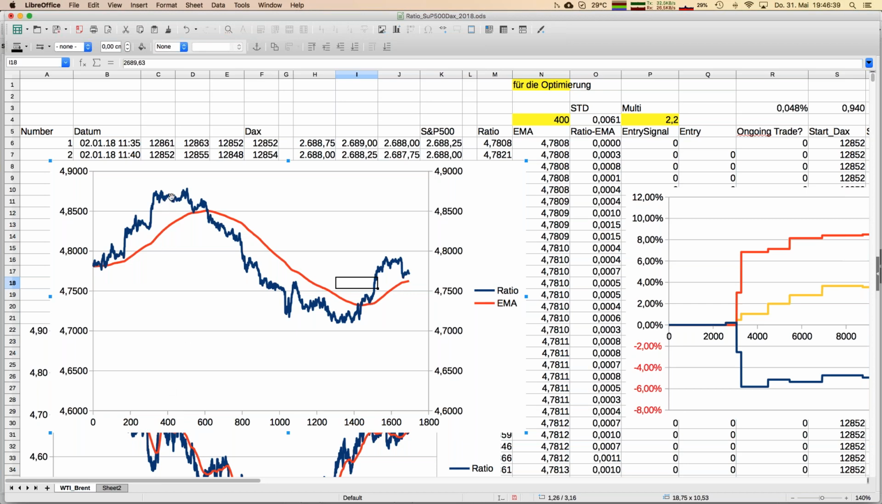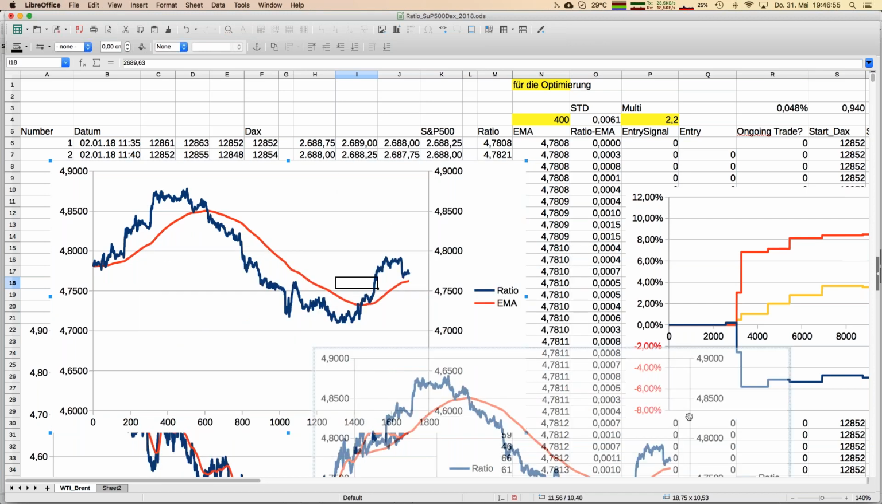That's about 205 candles. That's about 1 day. So it's not a long-term trade, but it's a profitable one because it went back to normal. And that's all. That's the way we do it.